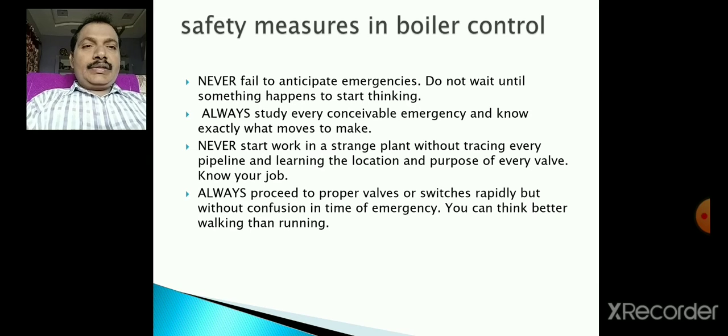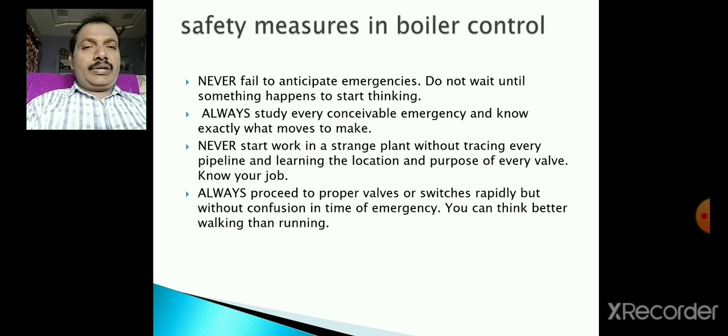Now let us consider the safety measures in boiler control. The boiler is very hazardous equipment. We have to take certain precautions and safety measures while accessing or maintaining the boiler. The first one is never fail to anticipate emergencies. Emergency may come at any time. Do not wait until something happens to start thinking. Always study every conceivable emergency and know exactly what moves to make. And never start work in a strange plant without tracing every pipeline and learning the location and the purpose of every valve. Know your job. That is the important thing.